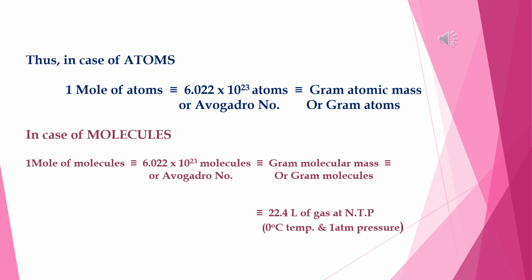That is, 1 mole of molecules is equivalent to Avogadro number of molecules of that substance, which is equivalent to the gram molecular mass, and is also equivalent to 22.4 liter of gas at NTP. What is NTP? It is the gas at normal temperature and pressure. The conditions are 0 degree Celsius temperature and 1 atmosphere pressure. 22.4 liter of gas is also called molar volume of gas.